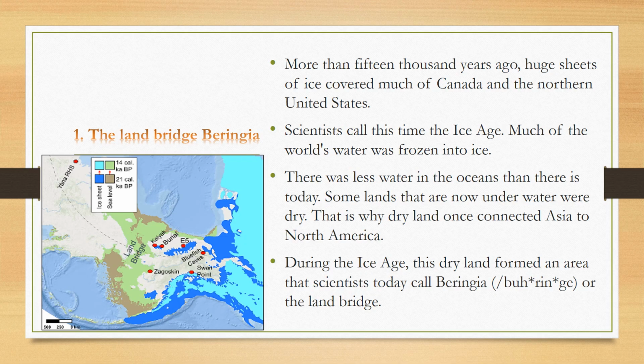Scientists call this time the Ice Age. Much of the world's water was frozen into ice. There was less water in the oceans than there is today. Some lands that are now underwater were dry. That is why dry land once connected Asia to North America, as is clarified in the attached map. During the Ice Age, this dry land formed an area that scientists today call Beringia, or the land bridge.